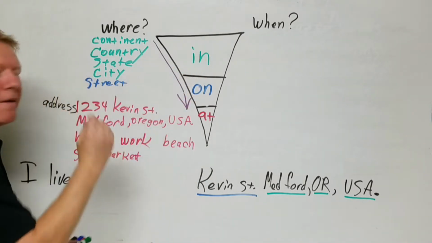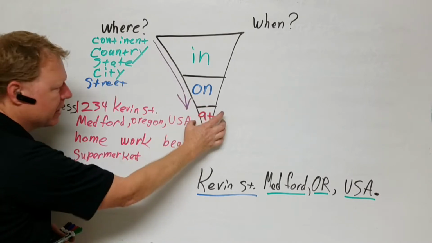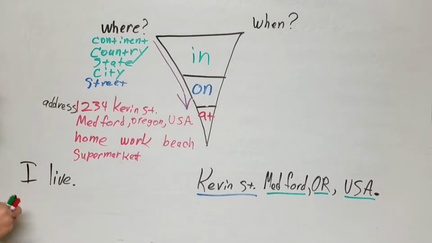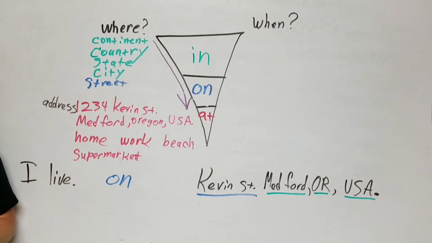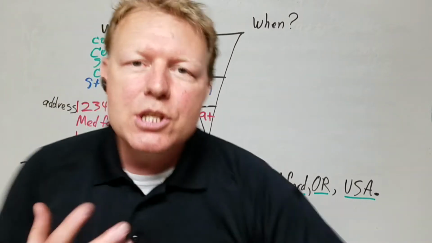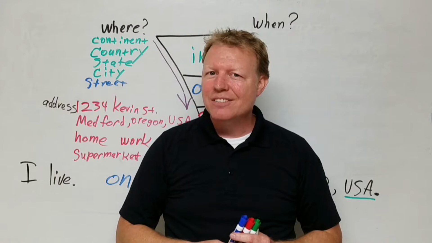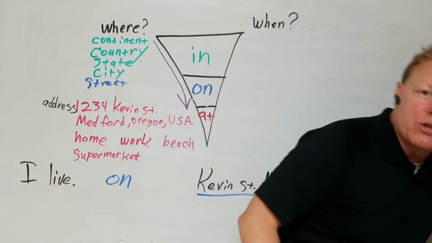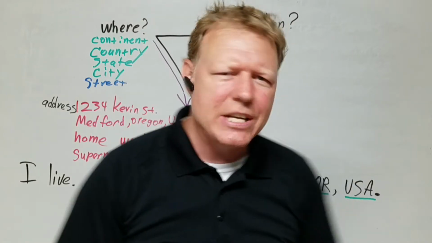So therefore, think of it as a ball that you set rolling. Boom, boom, boom, and it stops here because I'm not using this. So I live on Kevin Street. I live on Kevin Street, Medford, Oregon, USA. Good. But generally speaking, when I'm traveling around the world, I love to travel, and I meet people when they say, where do you live? I don't have to tell them what street I live on. They don't know the streets.